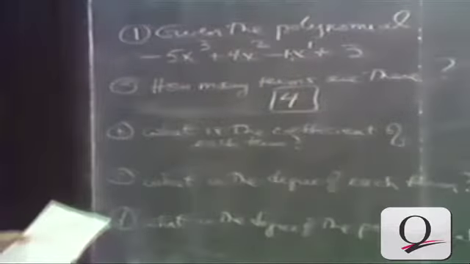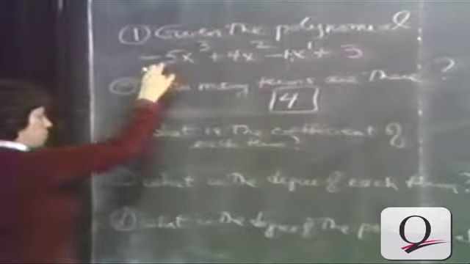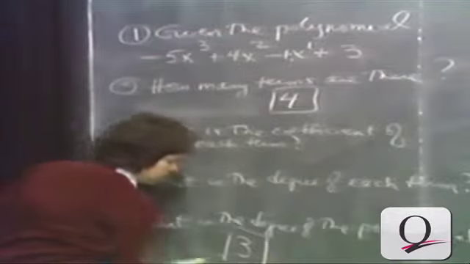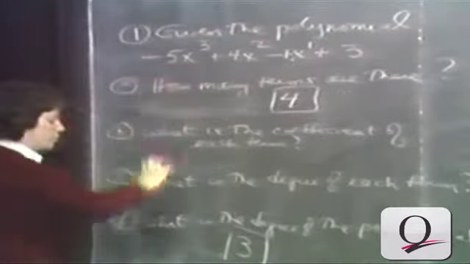Finally, what is the degree of the polynomial? The degree of the polynomial is the degree of the term of highest degree. Okay, so in this case, the degree of the polynomial is 3. This is the term of highest degree. The degree of the polynomial is 3.